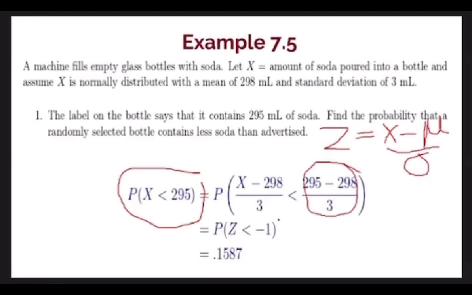At the end of the day, we got a negative one. Then we are trying to say the probability of S less than 295 is going to be the same as the probability of Z less than -1.